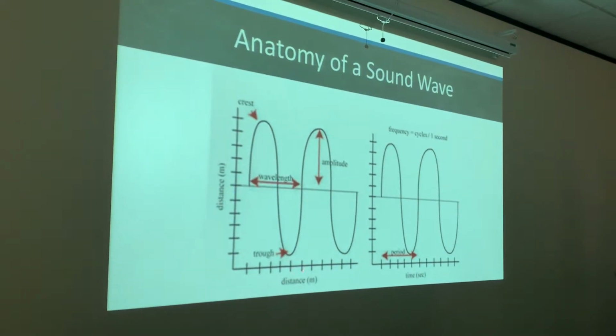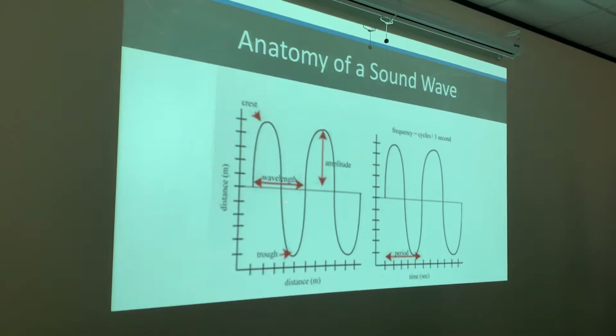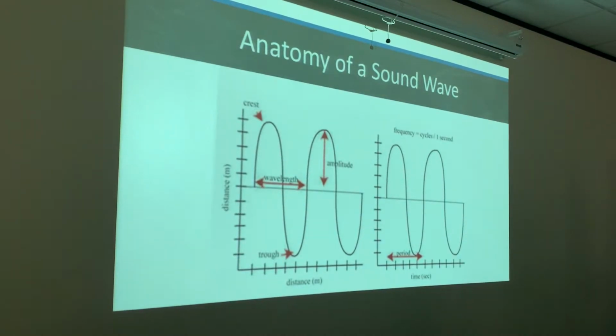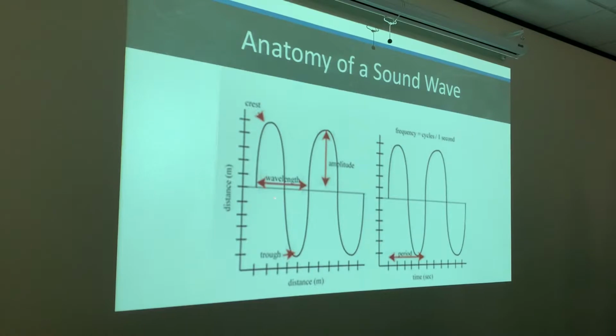Trough. All right. The length of one cycle is called our wavelength. Okay, the length of one cycle. Look at this graph. It's giving you distance, so I know that this cannot be the period, right? Because the period is measured in time.